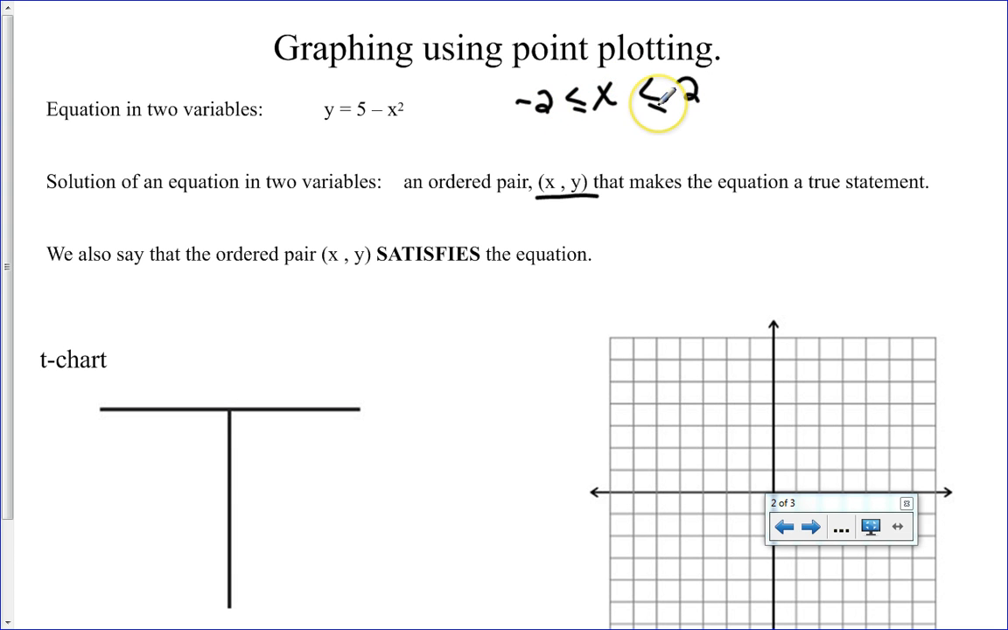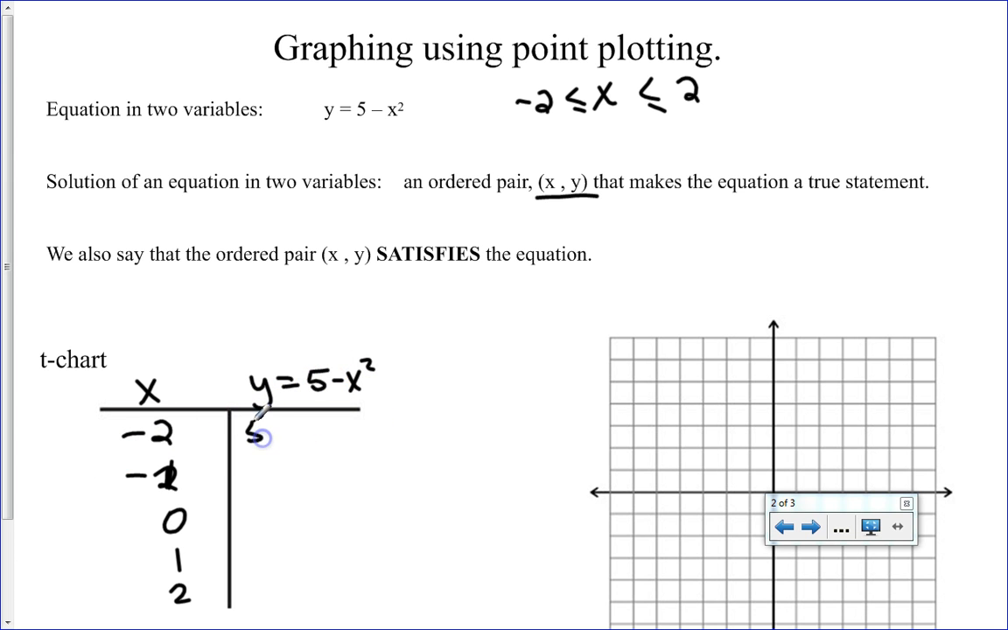Okay, so that being said, I'm going to set up a t-chart, and my x values are going to be on the left side, and my y values will be on the right, and I'm going to use this equation to find my y values. Okay, so starting with -2, I will put that in here. Oops, there should be a -1. 0, 1, and +2. So to find my y value, I'm just plugging that into the equation here.